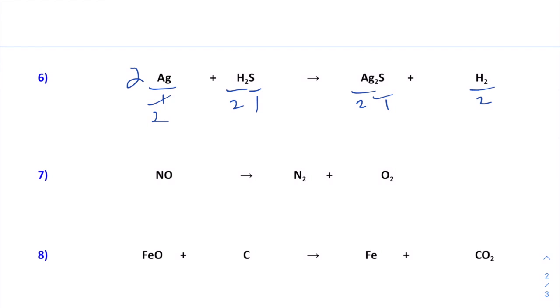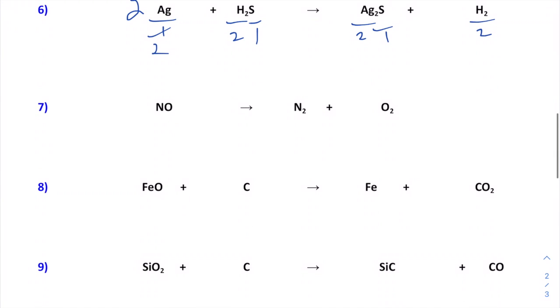Remember to keep pausing and trying on your own each time, and just watch me if you need to. All right, on number 7, I'm underlining and counting. It's a capital N and a capital O, so there's one N and one O, and on the other side I have 2N and 2O.